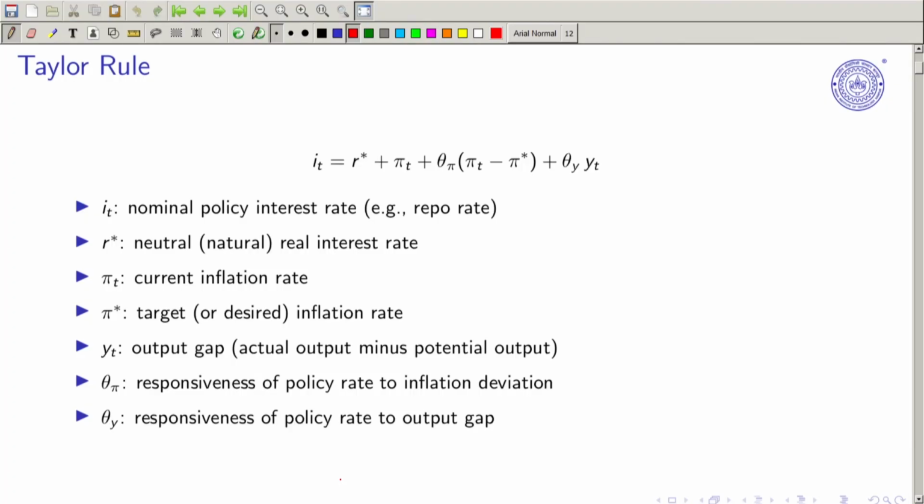So let's understand the basic structure of the Taylor rule. First, here we have the nominal policy rate. For example, let's take the case of India's economy, that the RBI is going to change the rate of interest.